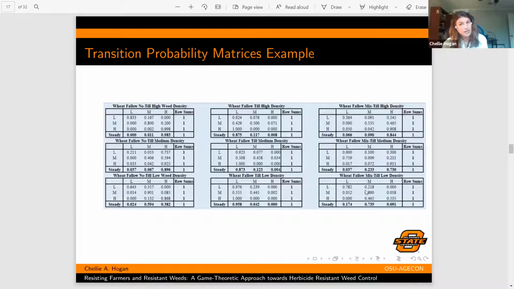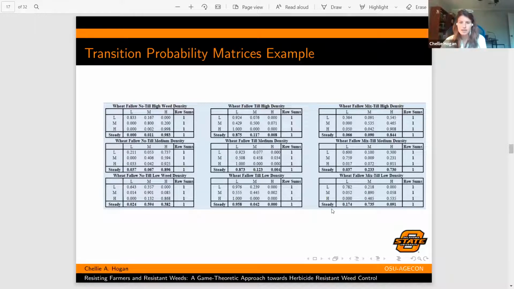Moving across, if I again begin in a low infestation level, there's a 0.21 probability that I will move up to a medium infestation level by the next time period. And so you create 9 transition probability matrices per cropping system, so there's a total of 36 created for this problem.